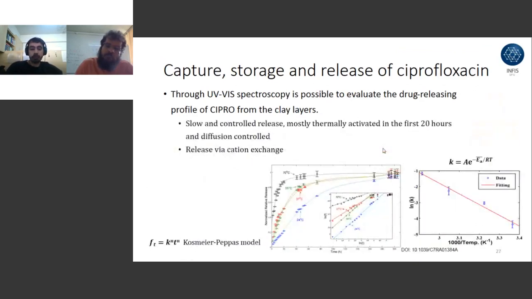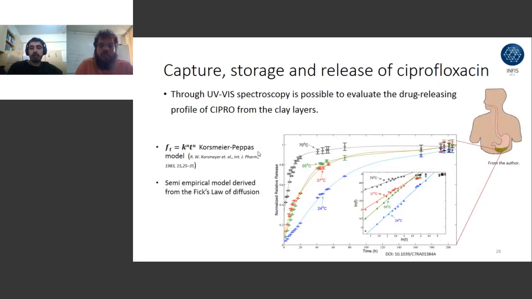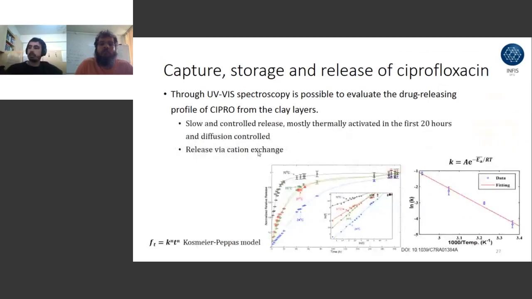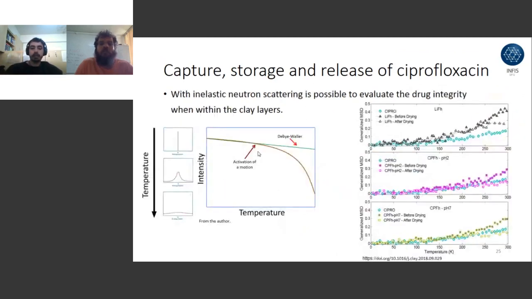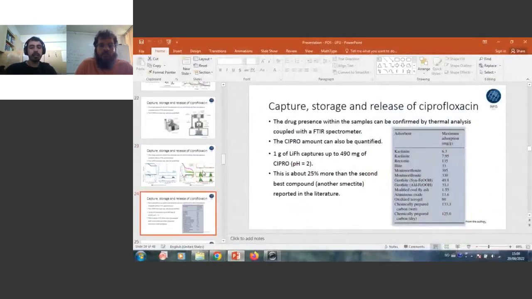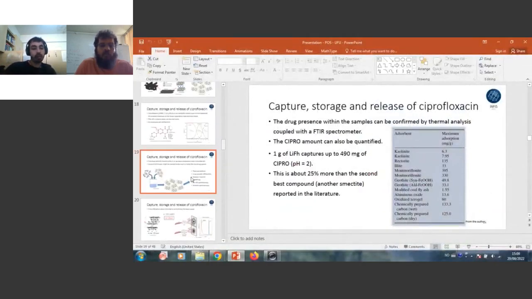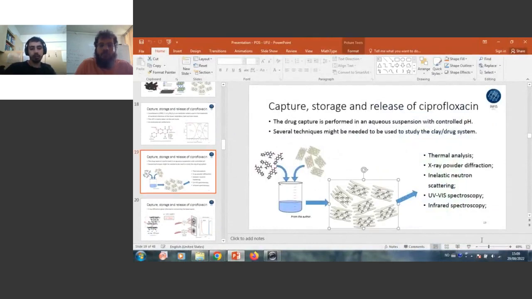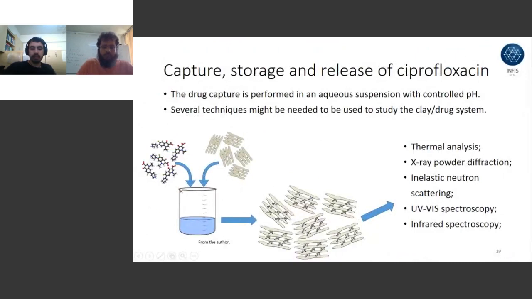In this kind of environment, I could see that the mechanism behind the release was cation exchange. Which means that the environment must contain some ion that would replace the drug within the clay layers. Otherwise, we would not have the release. So the environment plays a really important role for the drug to be delivered from this medium. We need to have something else that will take the drug's place.